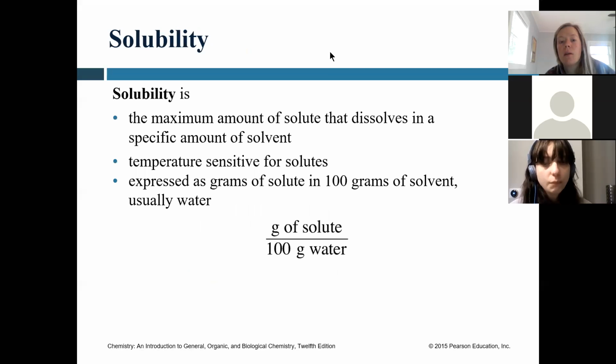So the term solubility is the maximum amount of solute that can dissolve in a specific amount of the solvent. It is temperature sensitive. Depending on if it's a gas or a liquid, we'll talk about that in a little bit, but that can change. It's expressed usually as grams of solute in 100 grams of solvent, and it's usually talking about water.